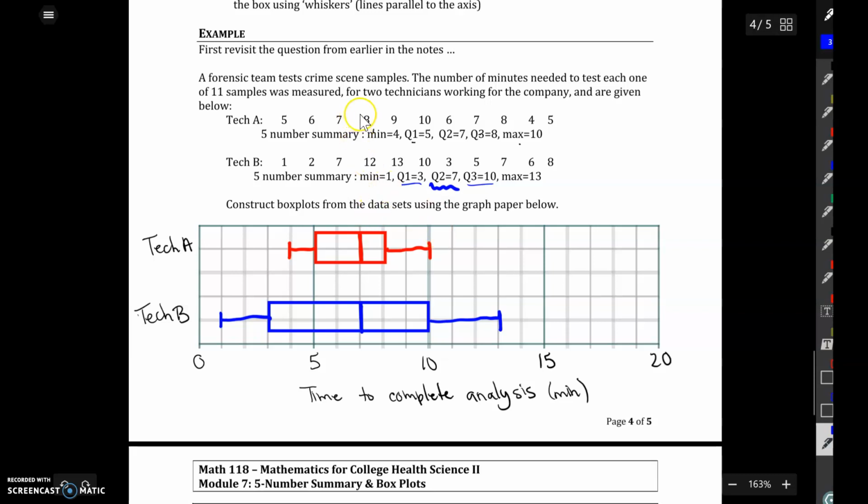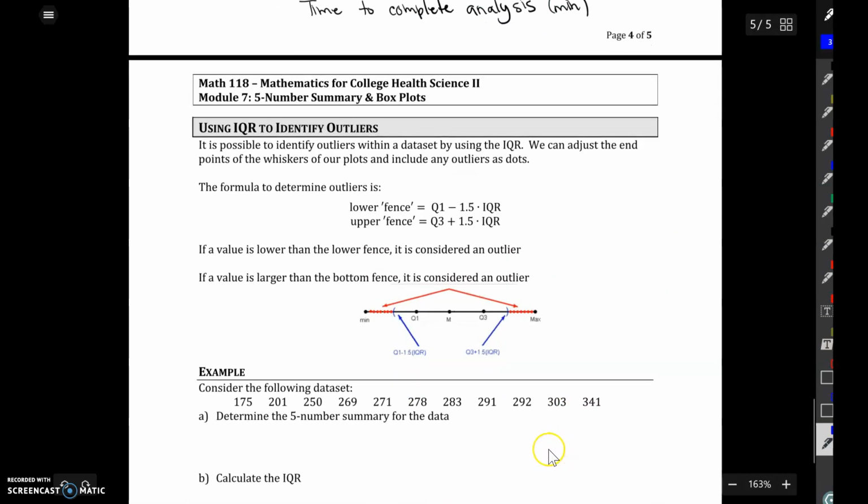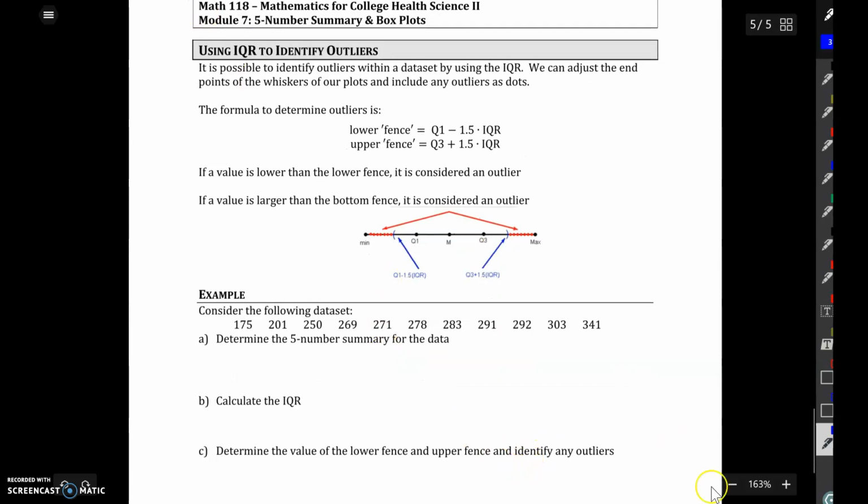Let's do one more example before we're ready to head off and do our homework. Okay, so we said that not only does our box plot let us see those 5-number summaries, the spread of our data, but it can also help us identify outliers. And so that's the next thing we want to introduce: how do we know if a data value is an outlier? There's a formula that we're going to introduce for that. And the formula revolves around the interquartile range.